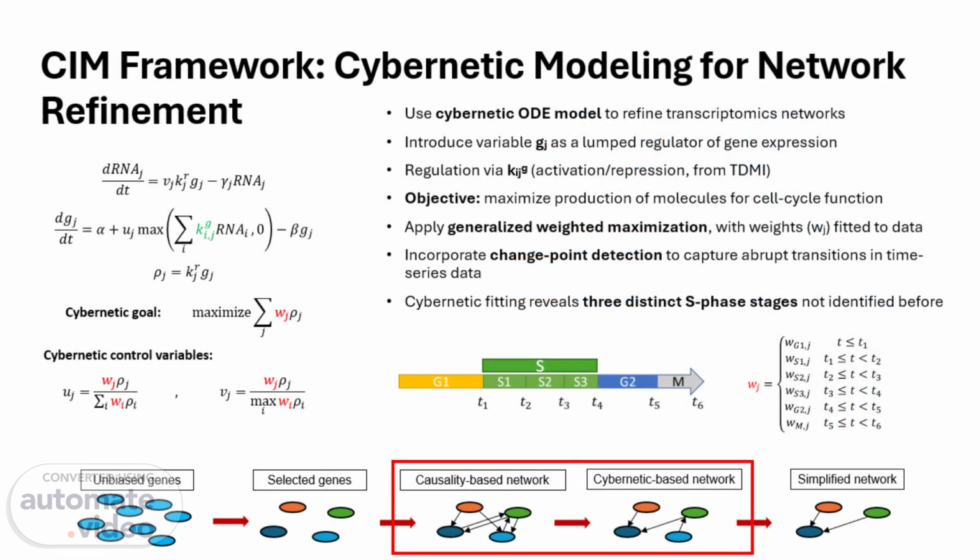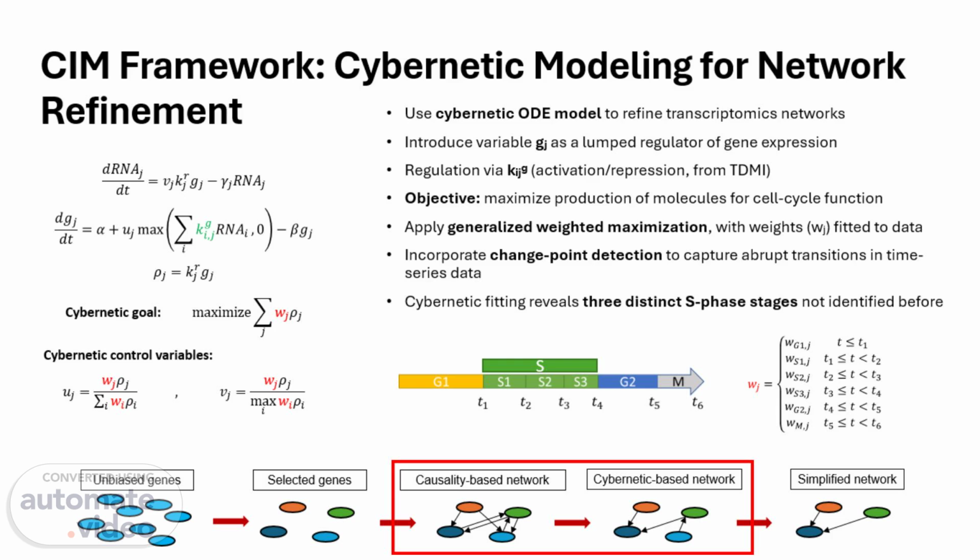The next stage of the CIM framework involves using a cybernetic ODE, ordinary differential equation, model to refine these transcriptomics networks. We introduced a variable G as a lumped regulator of gene expression, with activation or repression determined by TDMI. Our objective was to maximize the production of molecules essential for cell cycle function. We applied a generalized weighted maximization and incorporated change point detection to identify abrupt transitions in the time series data.